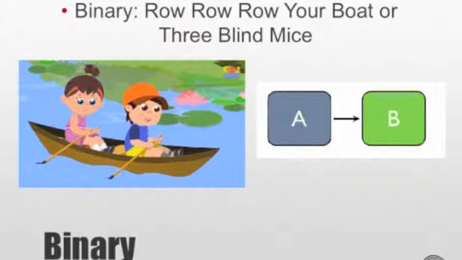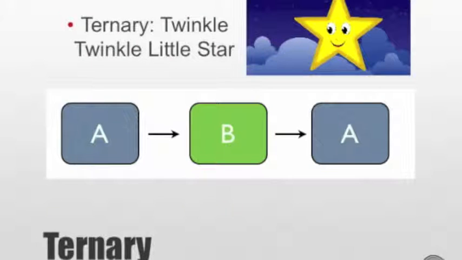The next example is binary. So binary is where you have an A section and a new idea, which is labeled as section B. Binary means two. There are two musical ideas present. And a great example of this is Row, Row, Row Your Boat, or Three Blind Mice. The next form is ternary, where you have an A section, a B section, and then an A section again, or A prime. An example of this one is Twinkle, Twinkle, Little Star.